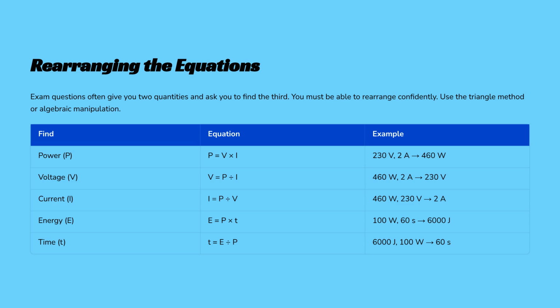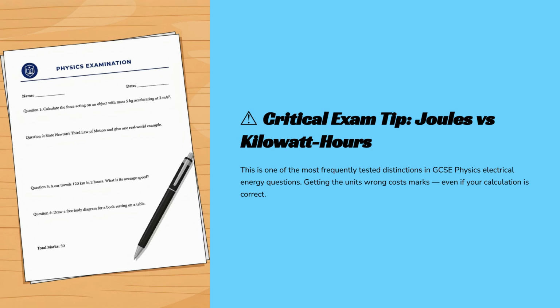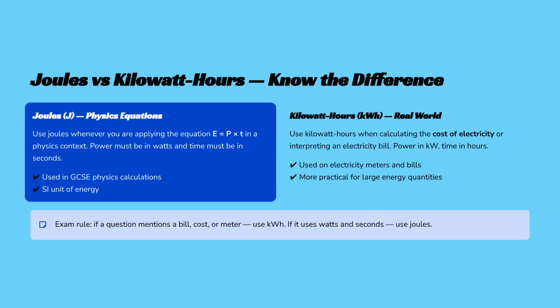solve your exam questions. Here is a critical exam tip: never mix up your units. Using the wrong unit, like joules instead of kilowatt-hours in a cost question, will result in lost marks, even if your arithmetic is perfect. Know the difference. Use joules for physics equations where time is in seconds, and use kilowatt-hours for billing and costs. If a question mentions an electricity bill or meter, you must use kilowatt-hours.